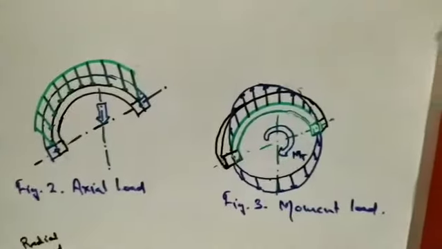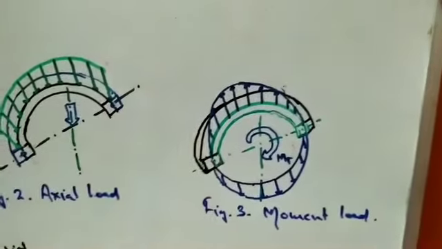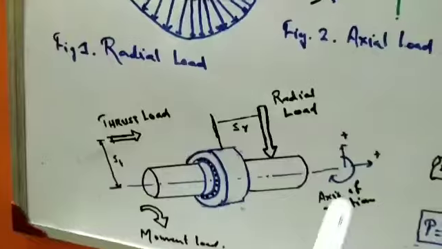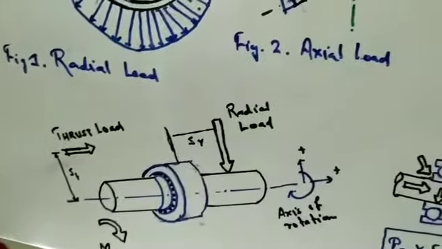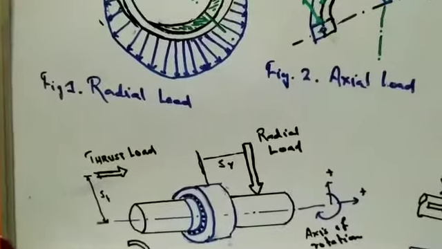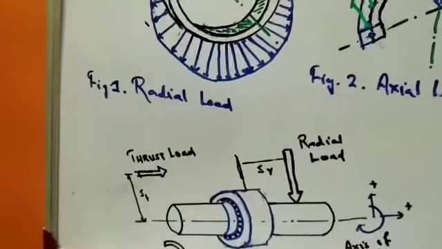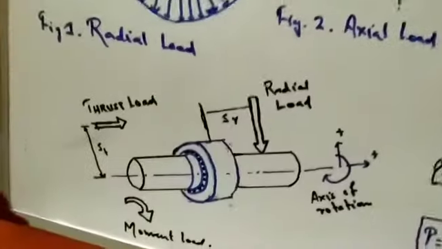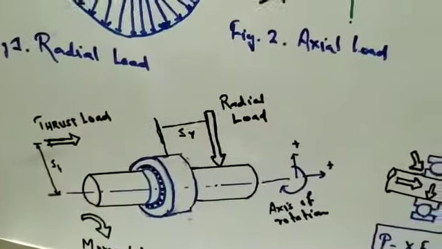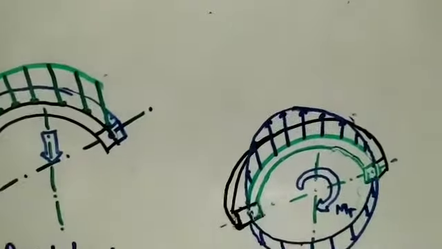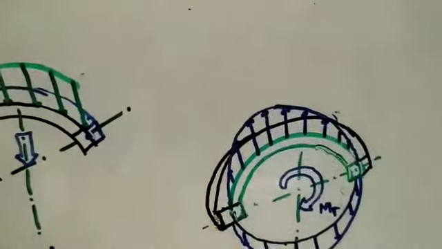Now you could see another type of load, which is called a moment load. The moment load is created like this. Suppose a load is applied from here, and the CG of the load, or the CG of the shaft, is at some distance from the bearing. It will cause a turning moment. This moment is represented by this diagram, where all the balls are lying, and it will cause a moment to it.